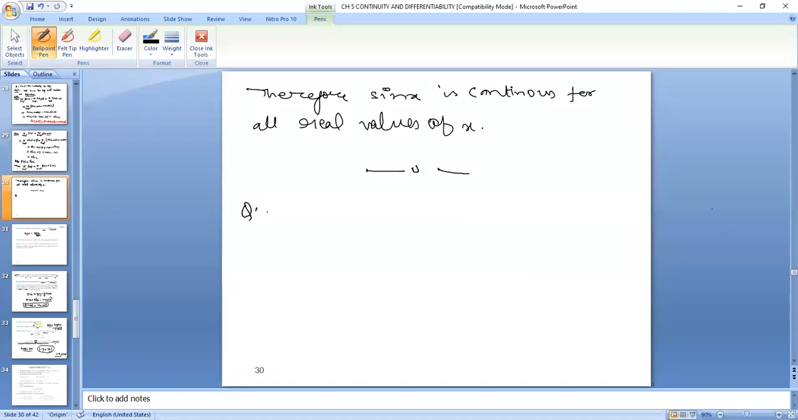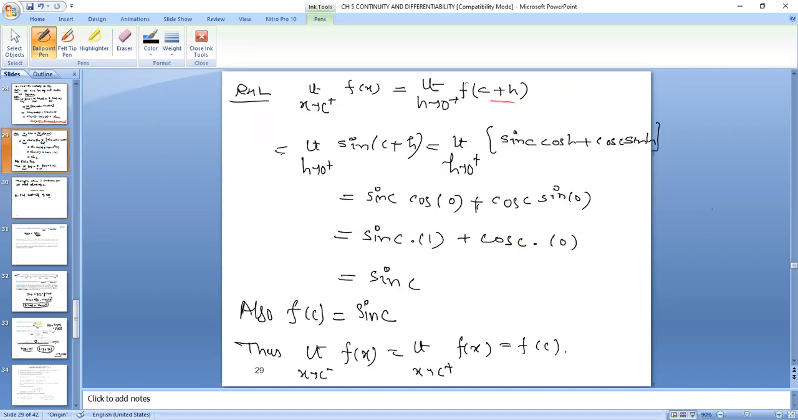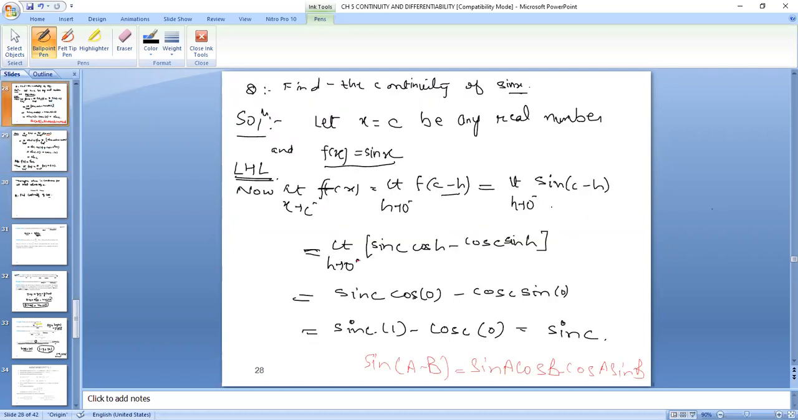Similarly, we could have the question find continuity of cos x, right? That means we have to check the continuity at all real values of x. We will proceed the same way. In place of sine, you will put cos, right? You will apply the formula of cos.